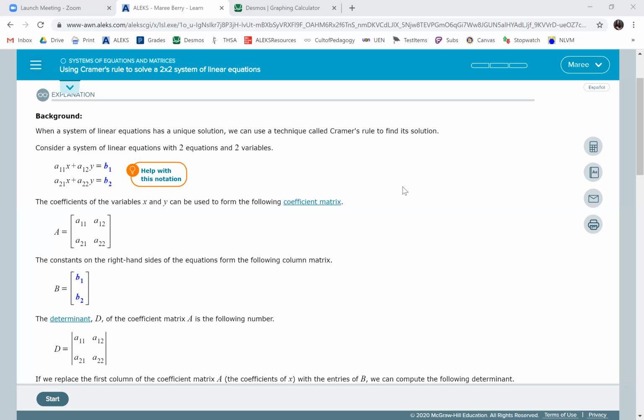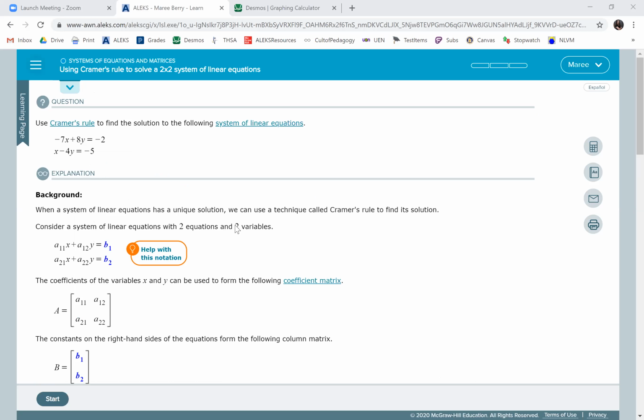Okay, so I'm going to do this video about Cramer's rule. The thing about Cramer's rule is you have to make matrices out of all the numbers, like the coefficients. Notice that the x and the y are on the left, and then there's a constant on the right of the equal sign. These coefficients of x and y can make a 2 by 2 matrix, which would be -7, 8, 1, -4. And then the answers would be -2, -5.